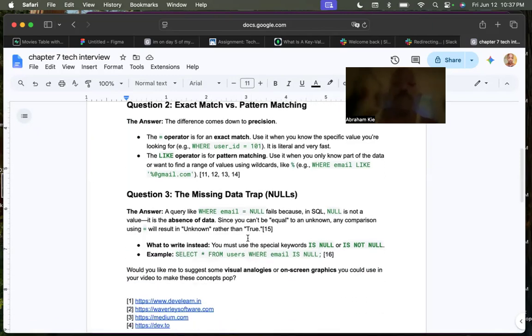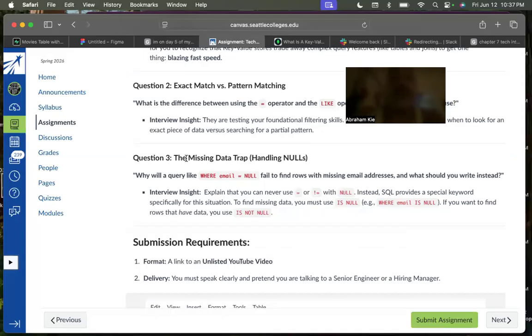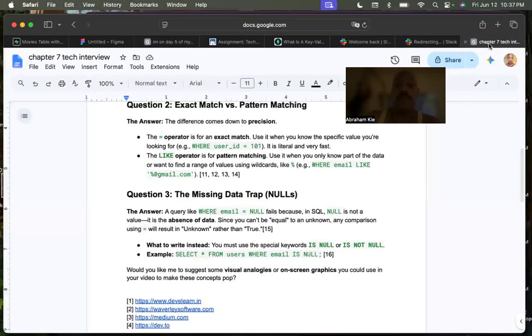Question 3, the missing data trap, nulls. The question is, why will a query like where email equals null fail to find rows with missing email addresses, and what should you write instead? What would happen is null has no value, so you would not get a response. You would get 0 rows back.